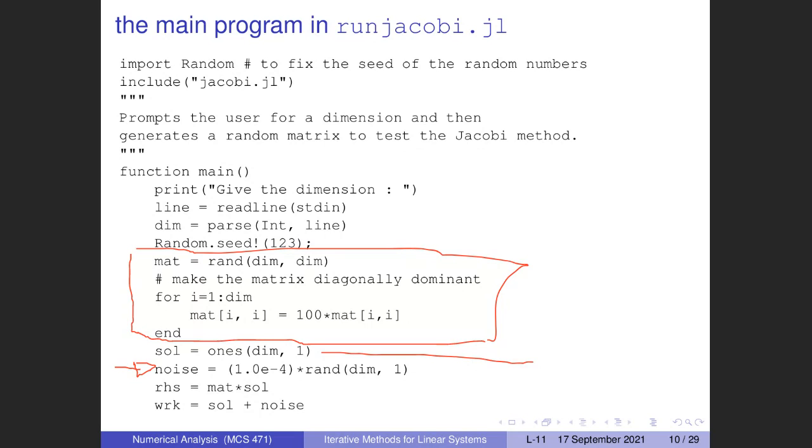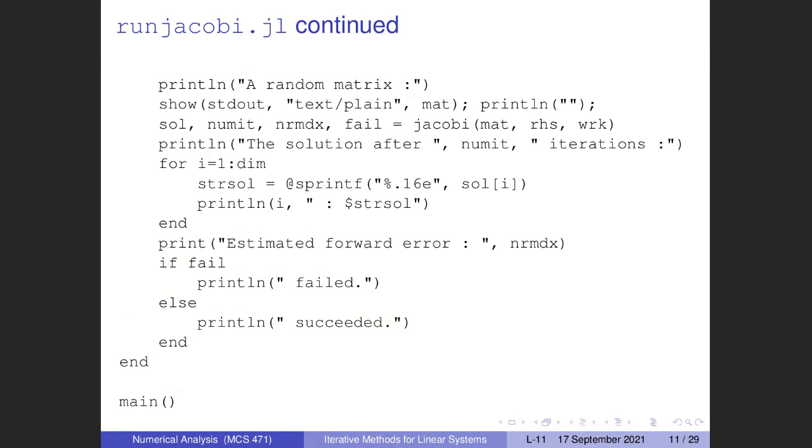So here we want to reach 10 to the power minus 8, while we start at 10 to the power minus 4. So we have about 4 decimal places correct in our first start solution. We will make our first start solution by adding the noise to the exact solution. The solution is exact because we have computed the right-hand side explicitly as the product of the matrix with the exact solution. All right.